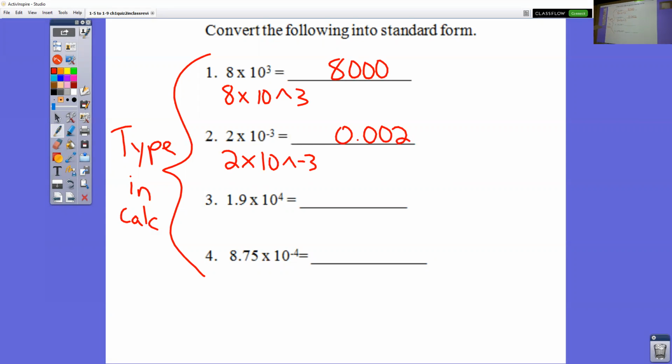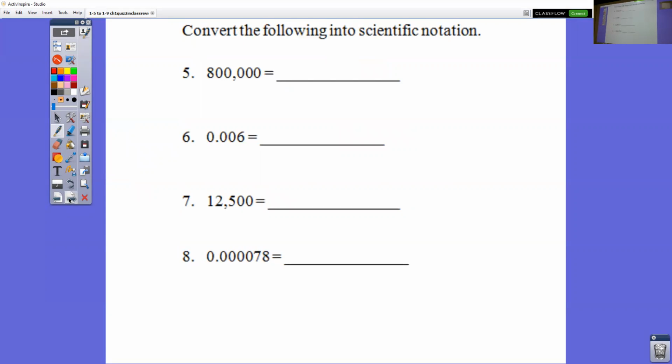2 times 10 caret button negative 3, you get 0.002. 1.9 times 10 to the fourth, you should have gotten 19,000. And 8.75 times 10 to the negative fourth, you get 0.000875.